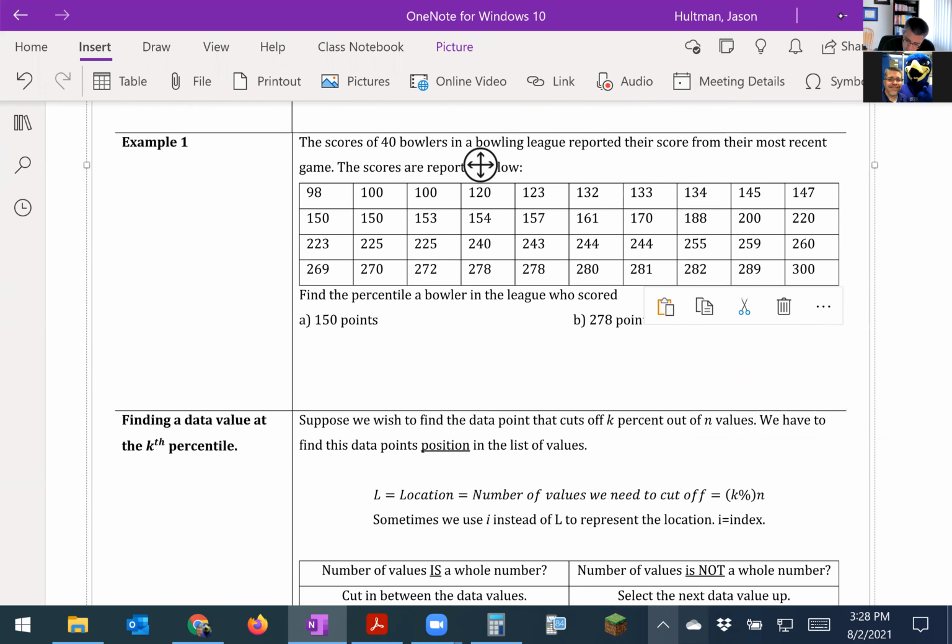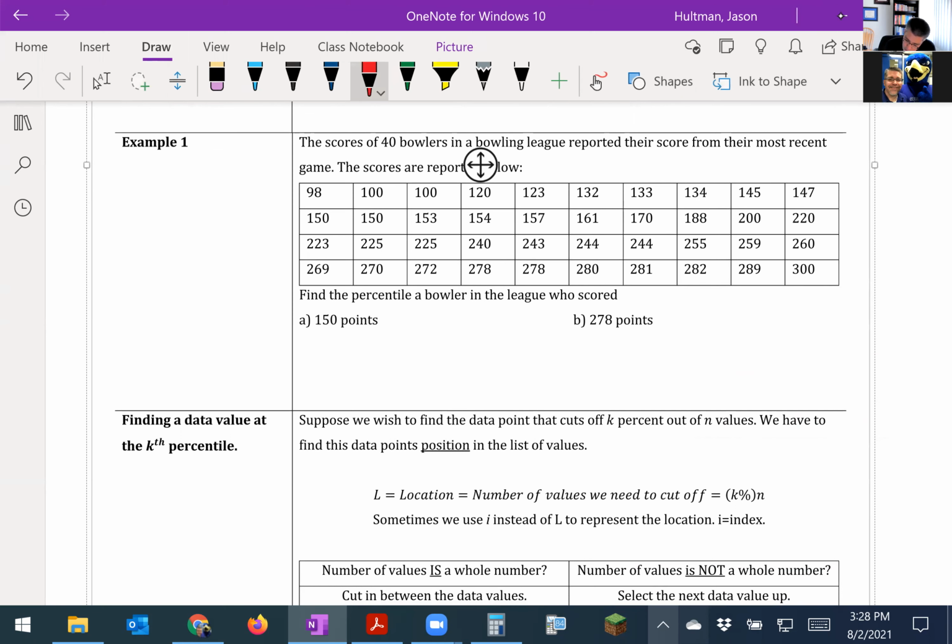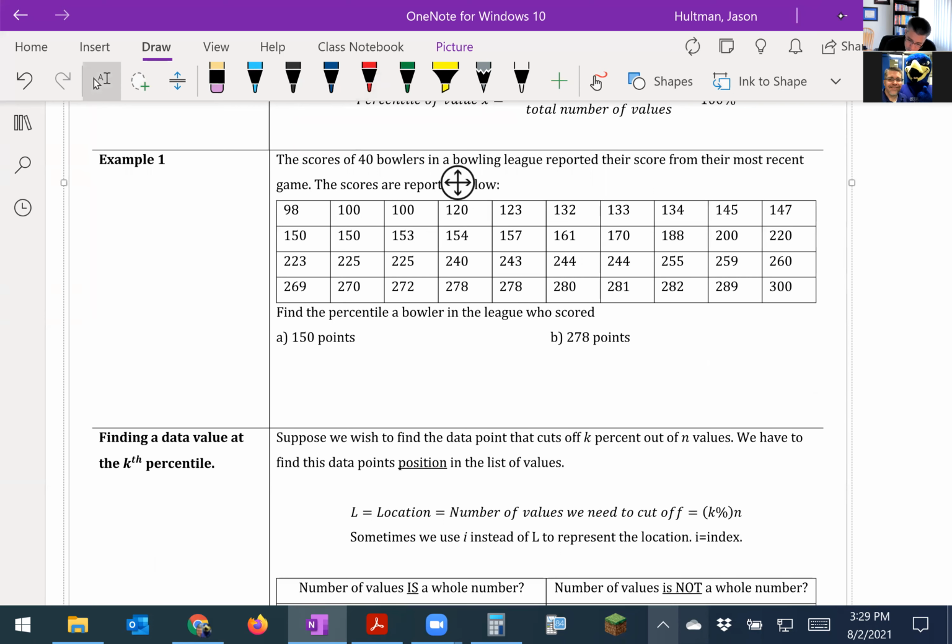Okay, the scores of 40 bowlers in a league reported their score from the most recent game. The scores are reported below. So we have 40 of these scores, four rows of 10. It says find the percentile of a bowler in the league who scored 150 points. Okay, so we have 150 points here and 150 points here.